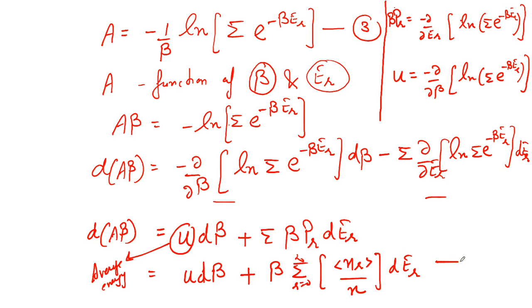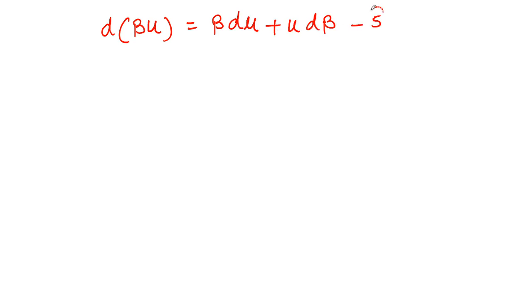So this is our equation number 4. Now taking the derivative of this b into u, so this I can write as b comes outside, derivative of u, plus u comes outside and derivative of beta. So suppose this is our equation number 5.